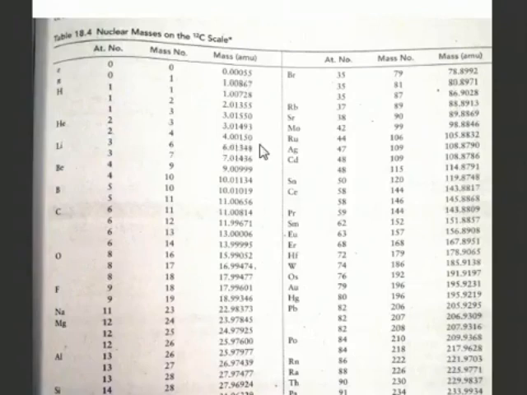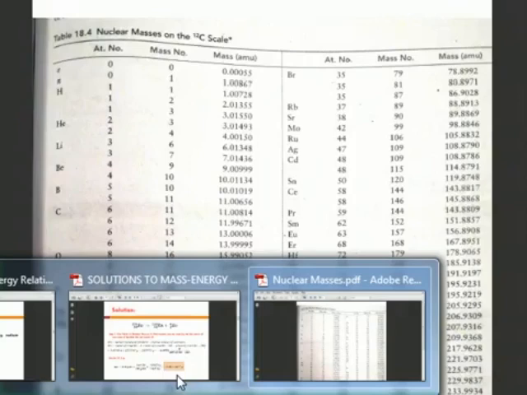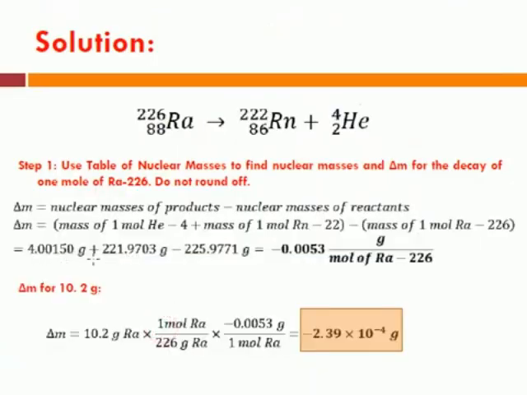4.00150. Then for radon, Rn, we have atomic number of 86, then mass number of 222. So, we're going to use 221.9703. And then for radium, the value is 225.9771. Again, do not round it off.